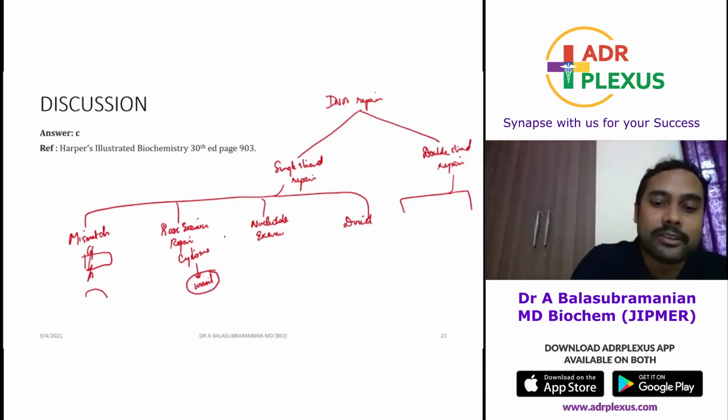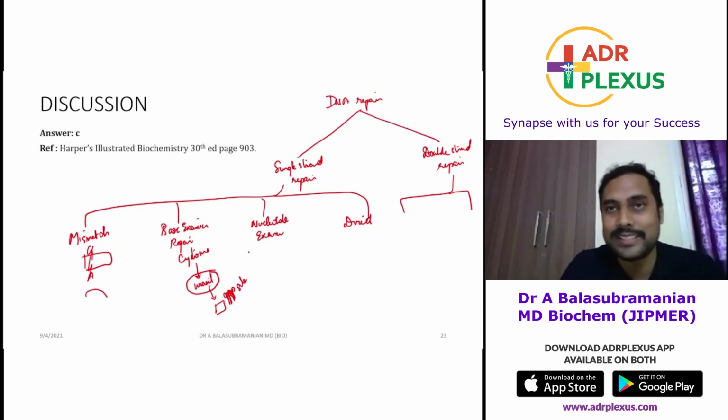Okay, uracil glycosylase. So it will come and this will leave a gap. This gap is called an AP site. Okay, apurinic, apyrimidinic sites are called AP sites. Then DNA polymerase will come and fill that one, then it will seal with the ligase.